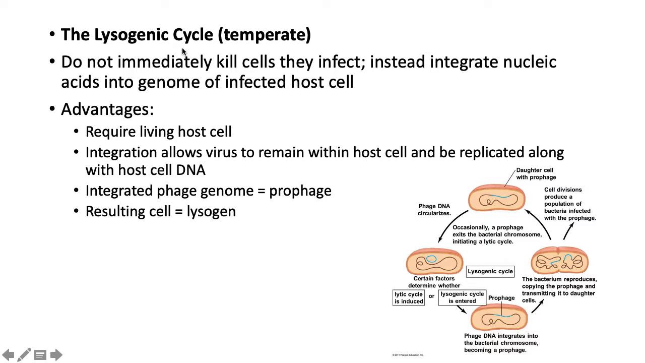All right, lysogenic cycle, also known as the temperate cycle. So instead of killing the host cell as it escapes out, they integrate their genome into the host cell's genome. So there are some advantages here. The virus, I don't want to say lives, but can be sort of active inside the host cell. It can be copied when that cell replicates itself.